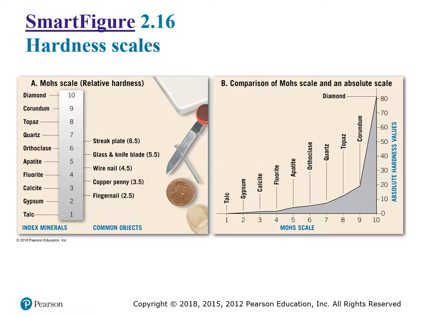The objects on the right are objects that have those hardnesses. So, for example, if we have a piece of glass or a knife blade and we find that we can scratch the piece of glass, that would mean that the mineral is harder than the piece of glass, which is 5.5. By using these common objects, we can sometimes narrow in on the hardness of the actual mineral.